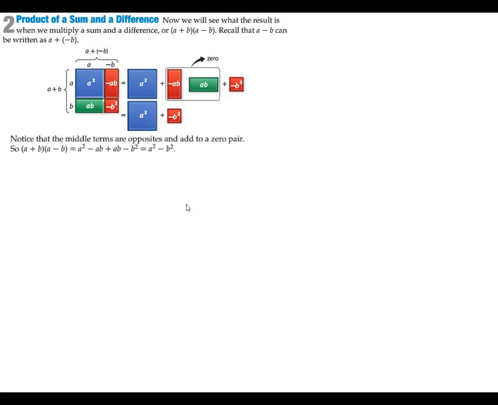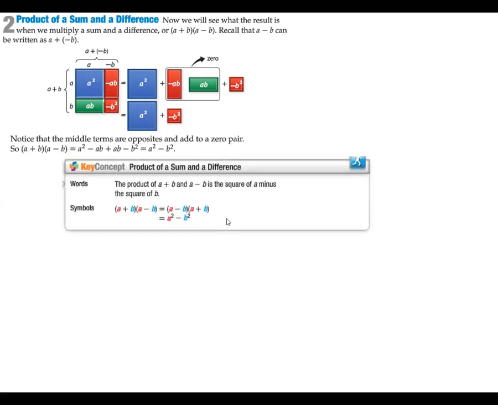So the middle terms are always going to be opposite if you multiply a plus b times a minus b, and they'll always cancel out. So you just get the first term squared minus the last term squared. This is probably the easiest one. And again, you don't have to memorize this formula. You could always write it out and just FOIL it out. But if you know how to use the formula, it can help save you a little bit of time.